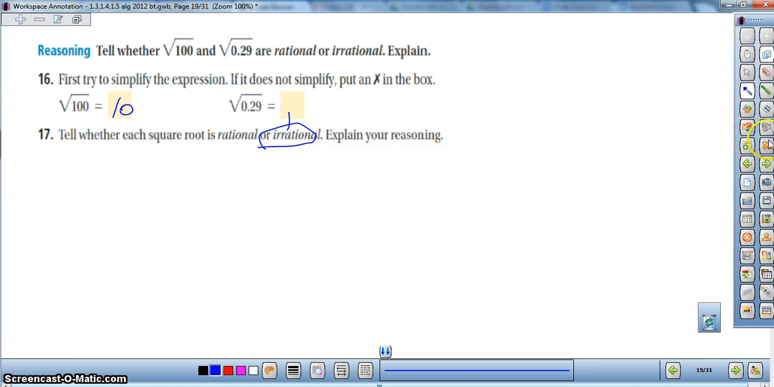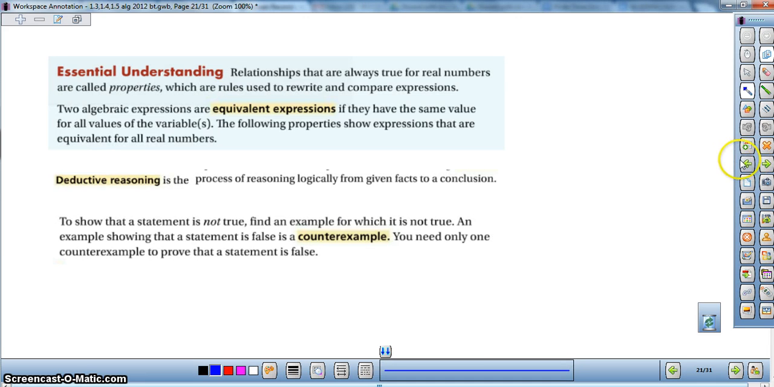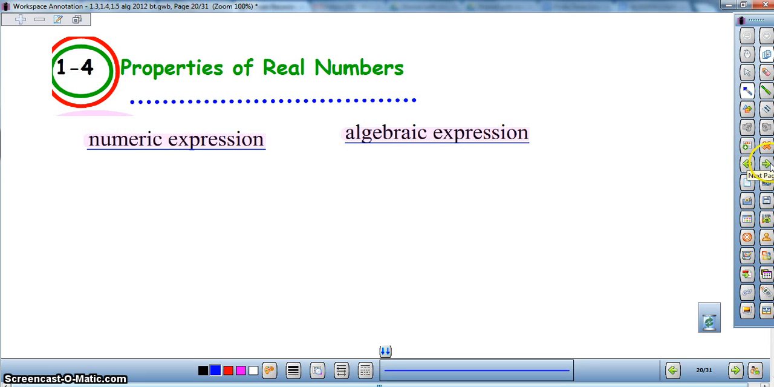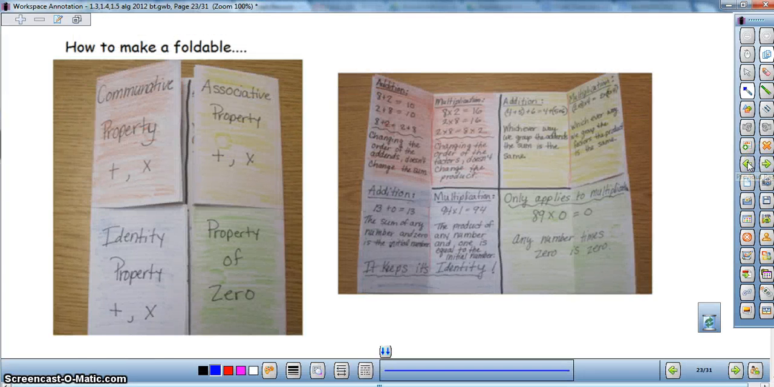As we are looking at that, it never repeats, never ends. We're going to talk about algebraic and numeric expressions tomorrow in class. What is an equivalent expression? Again, in your notes, you might want to pause and get this page down. Deductive reasoning and counterexample. We're going to be using these throughout the year, so they kind of are in this chapter and we go rather quickly over them.